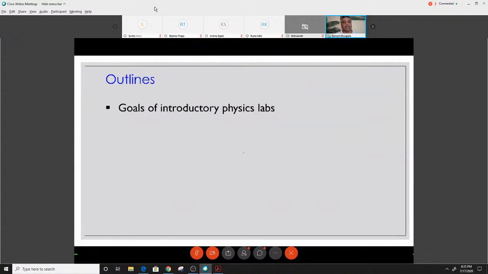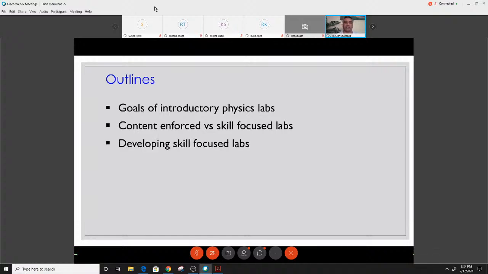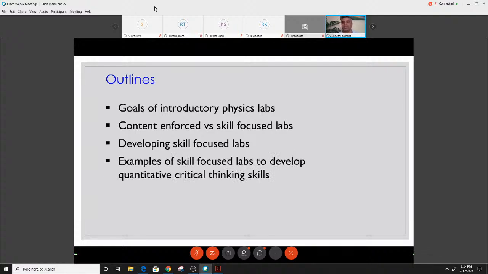So basically, I'll first start with a survey of the goals different universities use to teach introductory physics labs. Then I'll talk about why I am focusing on developing skill-focused labs rather than content-focused labs. Then I will talk about how I am developing these skill-focused labs. And finally, I'll present two examples of these labs that I have developed. These labs are developed with inspiration from Cornell University. They are also actively developing these kinds of labs, and I am studying what they are doing and modifying them to our needs in our department.